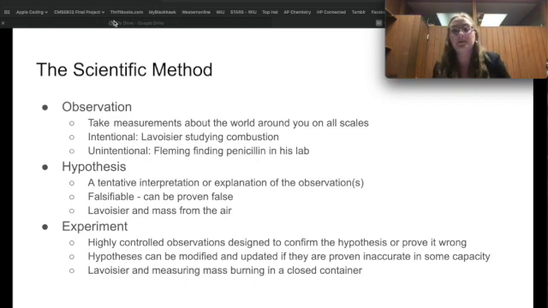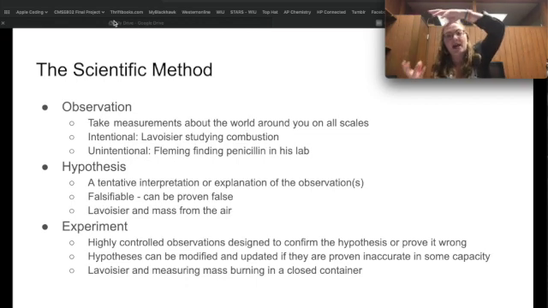So Lavoisier kept measuring the mass, lighting stuff on fire, measuring the mass again. Kept doing it and doing it and doing it in all these closed containers because he wanted to know what was going on. And so he did this repetition over and over again to try to prove his hypothesis wrong, that the mass is the same before and that mass is the same after.